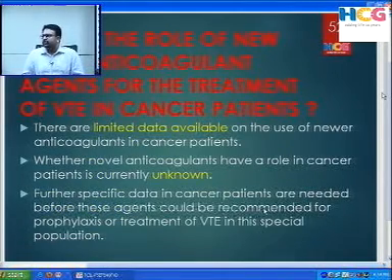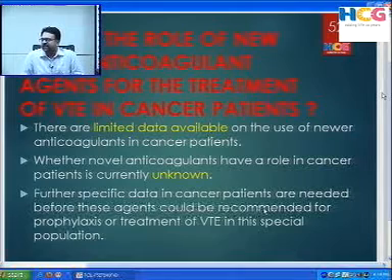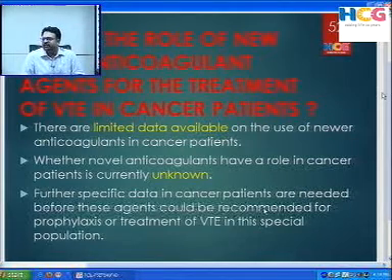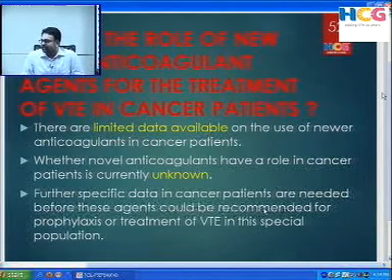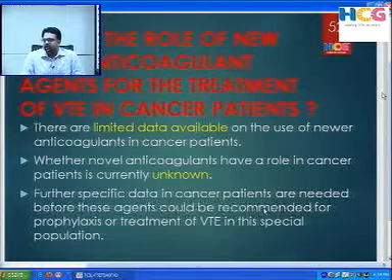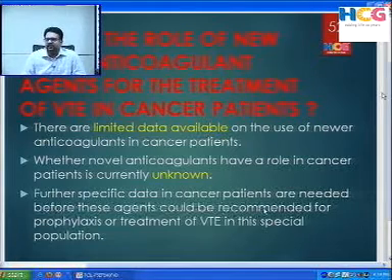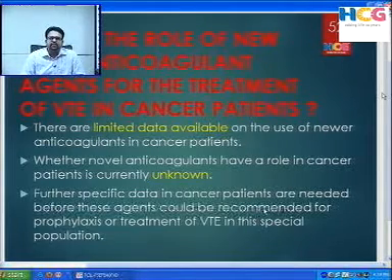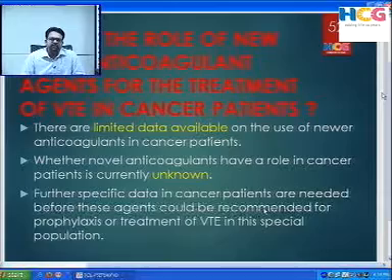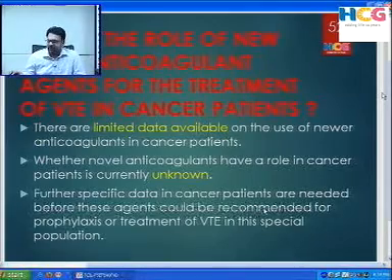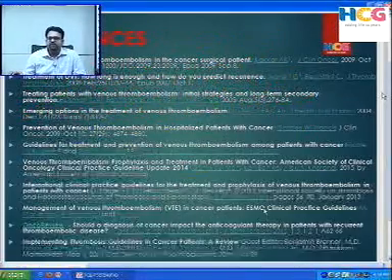So what is the role of newer anticoagulant agent for the treatment of VTE in cancer patients? The answer is not known until now. We have limited data available, and further scientific data in cancer patients are needed before this agent could be recommended for prophylaxis or treatment of VTE in the special population. So these are my references.